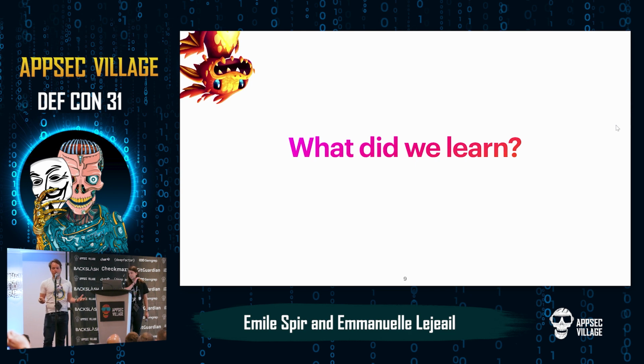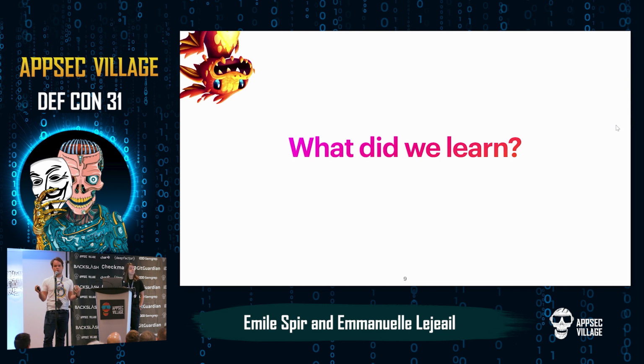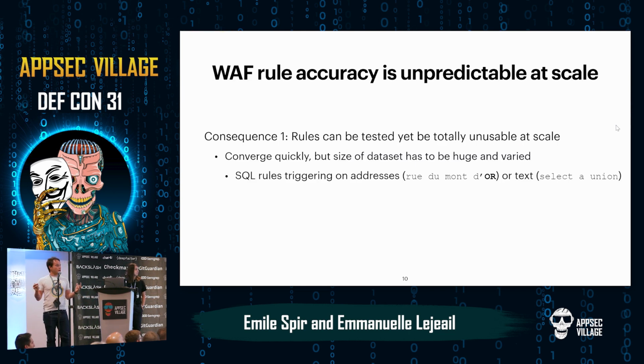The learnings we are going to share are based on us operating a WAF at a pretty large scale. We are talking around 1 billion requests per second across hundreds of thousands of organizations. And the first and most important learning we took away from that is that the accuracy of a WAF rule is totally unpredictable at scale. You can think that your rule is perfect, until it's tested, you have no idea. So they will tend to converge quite fast. If you can test them on a broad enough set of data, within a few hours you will have a good idea of how it's going to behave.